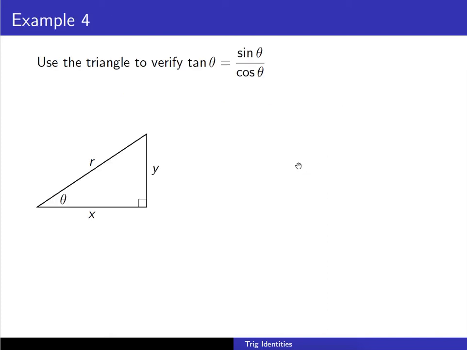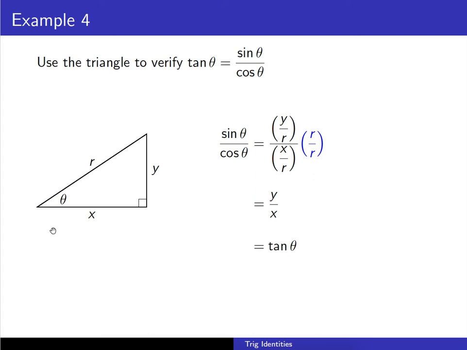So let's use the triangle to verify that tangent is sine over cosine. So let's start with sine over cosine. And in terms of our triangle here, that's y over r for sine. And in terms of cosine is x over r. So we have sine over cosine is y over r divided by x over r. Now we have this complex fraction, so if we multiply both numerator and denominator by r, it'll clear out our tiny fractions, and we have y over x. And y over x, going back to trig functions of any angle, is your tangent.